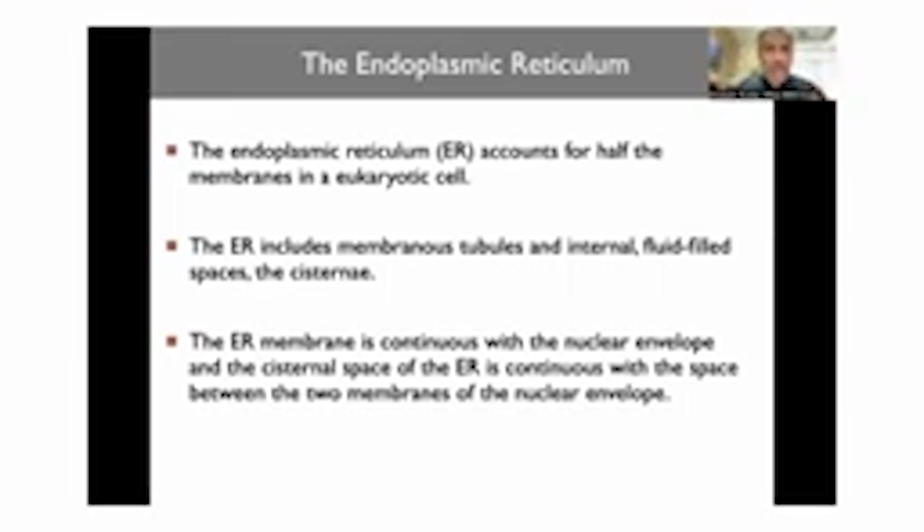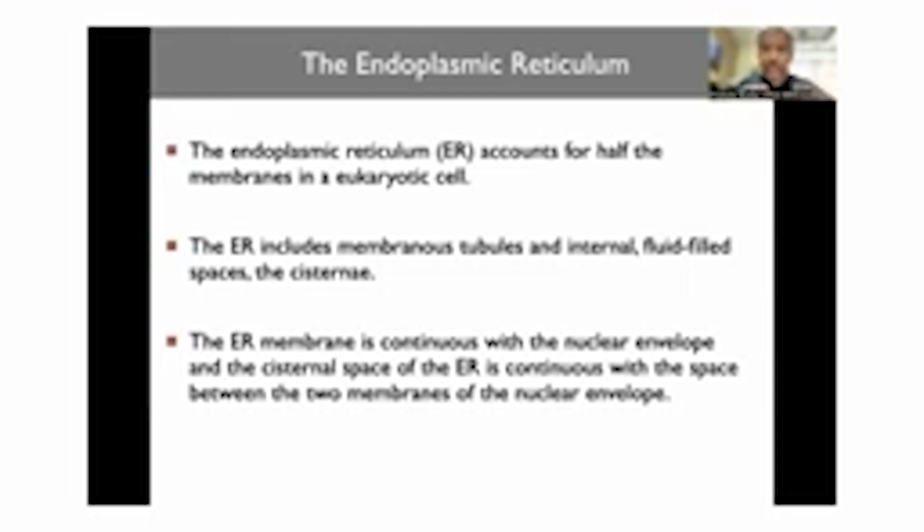I'll show you some images that we have taken in the lab later as well, that show you how extensively distributed this network is. So it's a mesh almost, right? Like the cytoskeletal network is present throughout the cell, the endoplasmic reticulum also is present pretty much throughout the cell. It includes membranous tubules and internal fluid-filled spaces, which are called the cisternae. The ER membrane is continuous with the nuclear envelope. So, if you ever get asked whether the nucleus and the ER talk to each other, the answer is yes, and that happens at the level of their membranes.